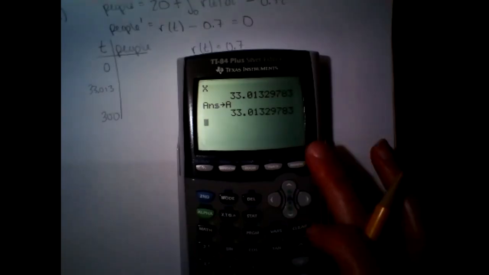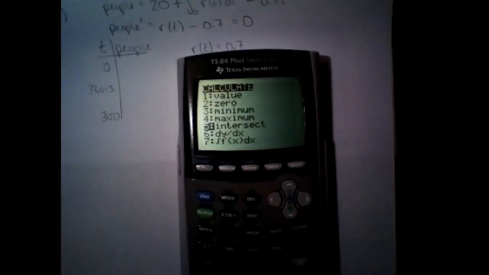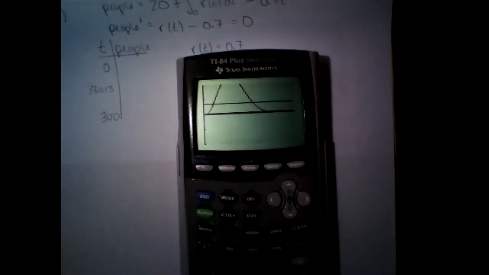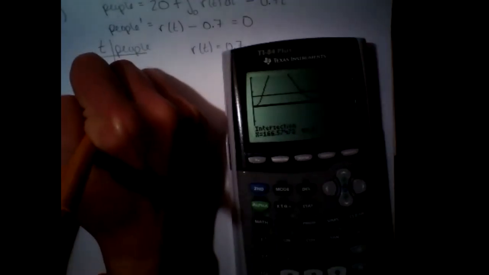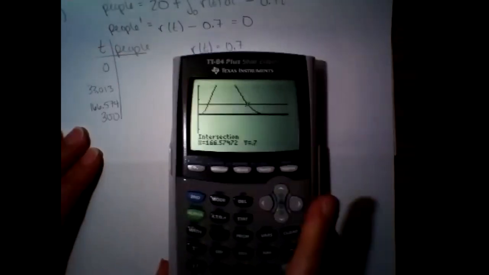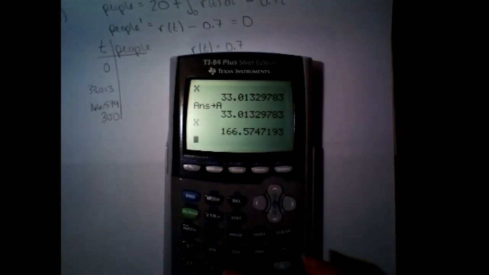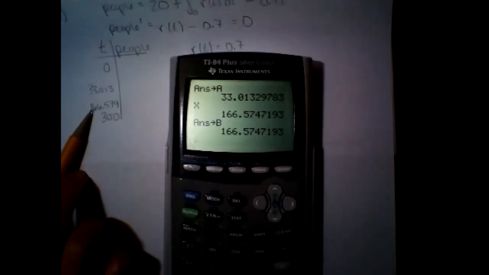Now we got to go back and find the other one. So I'm going to go back to the graph, calculate, intersect, first curve enter, second curve enter, guess. I'm going to bring the cursor closer to the other one. And that one is 166.574. And I need to store that as well. So I'm going to quit out of here. X enter will bring it back. And I'm going to store that one as B. So I have this one stored as A, this one stored as B.